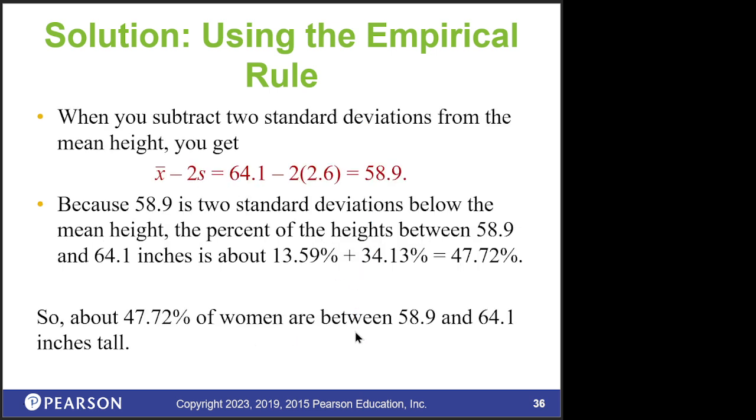And that's going to give us 47.72%. And I said 57 point on the other one. I meant 47. Sorry, bad adding in my head. And so 47.72% of women have height between 58.9 inches and 64.1 inches tall.